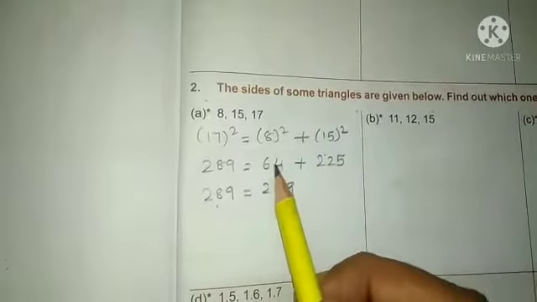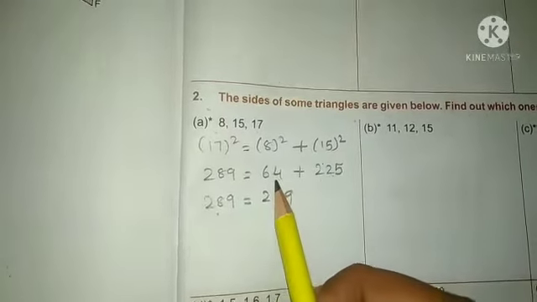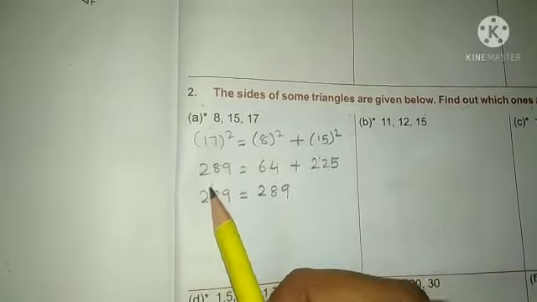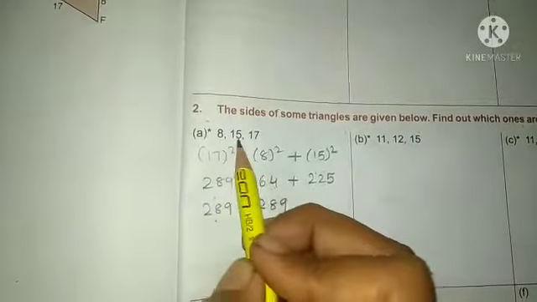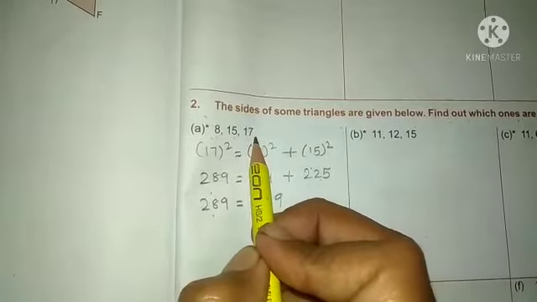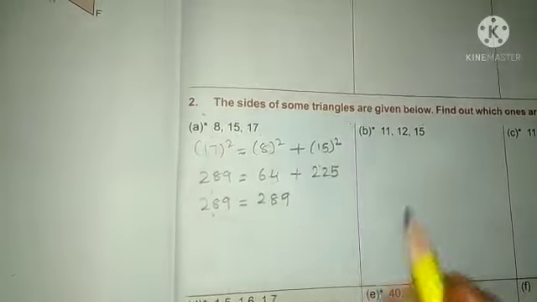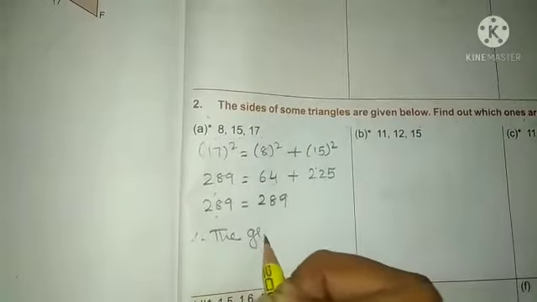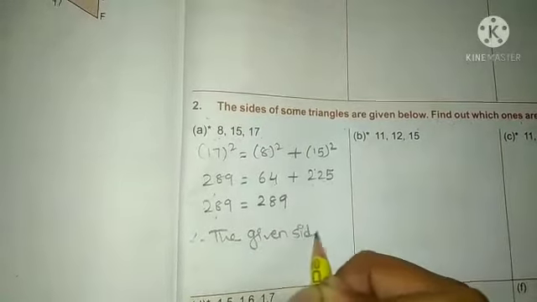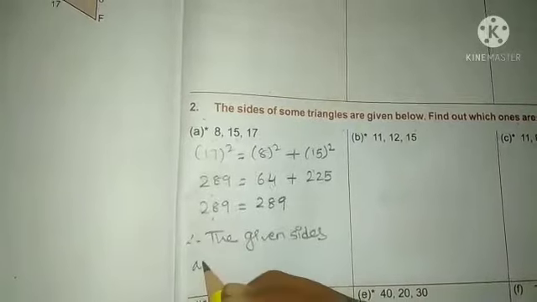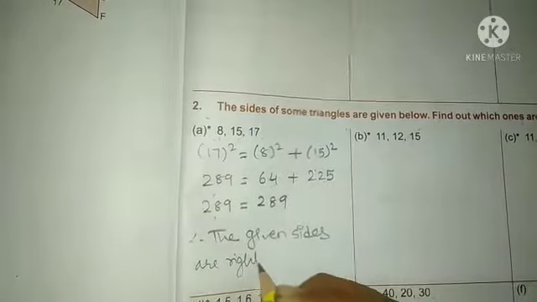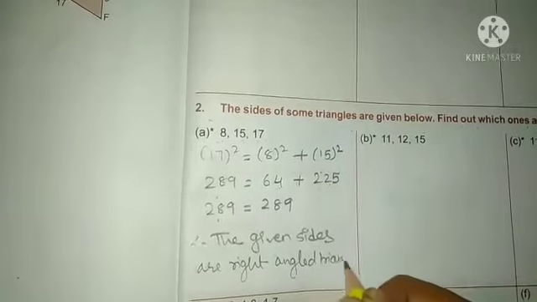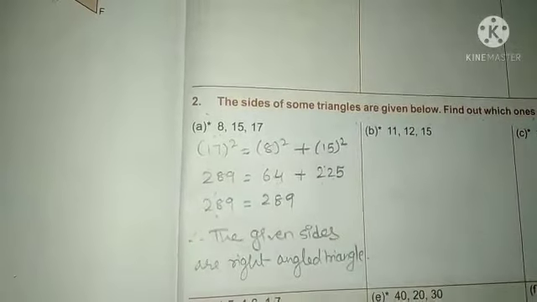So the sum of the squares of the two sides is equal to the square of your biggest side, which means here 8, 15 and 17 are the sides of a right angled triangle. So here we will write down, the given sides are a right angled triangle. Understood how you will do this?